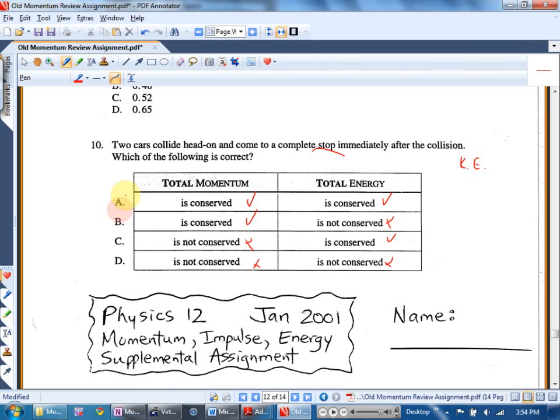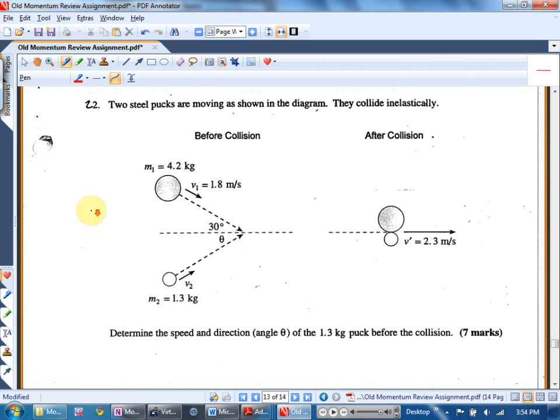Done a bunch of these. You can see they start to get kind of repetitive. Okay. So there's either going to be two guys coming in and sticking together and moving off in a nice straight line, or one guy coming in on a nice straight line and then they split apart. But you're going to have one of them in a nice straight line. That's what helps you draw the vector triangle.